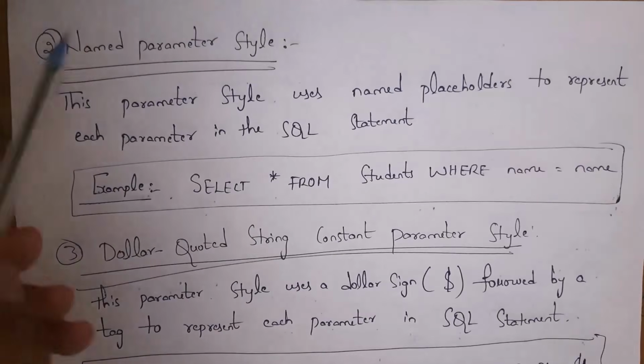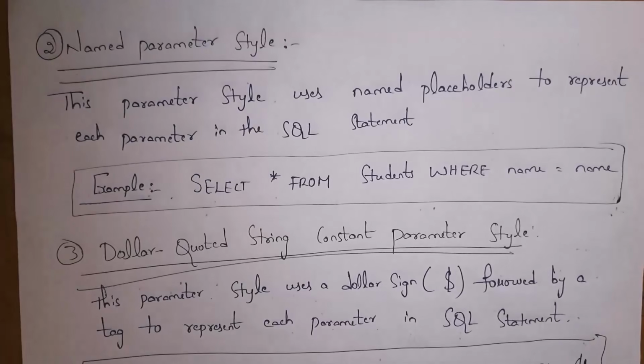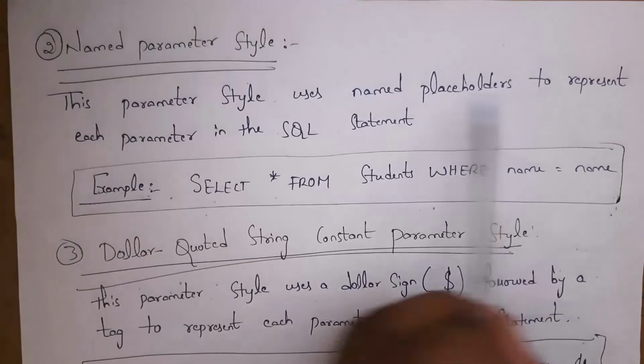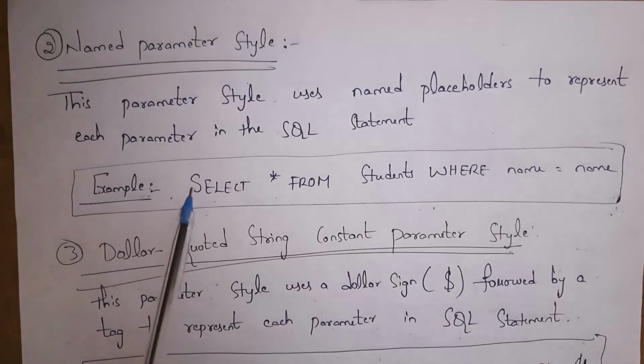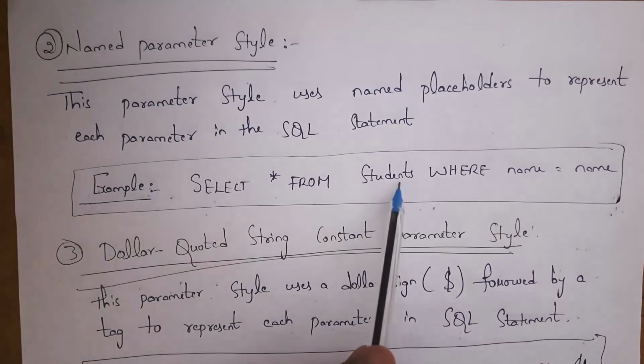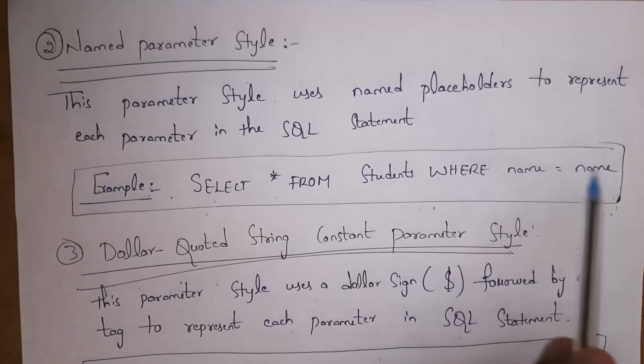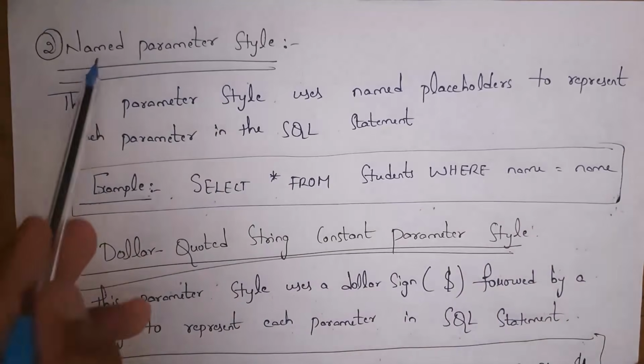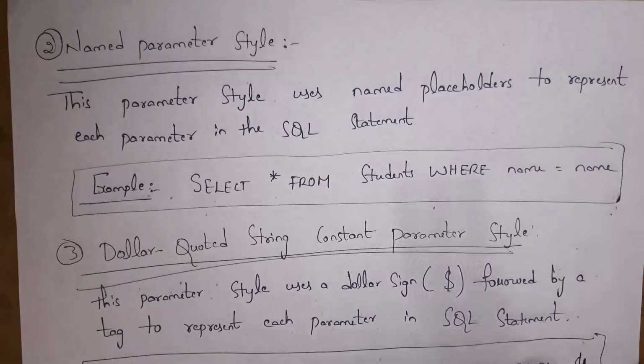Next one is the named parameter style. In order to represent parameters in SQL statements, the named parameter style uses a named placeholder. This is an example: I just wrote here select star from students, where students is the table, where name equal to :name. This :name is the named parameter style. Here we will use :name.